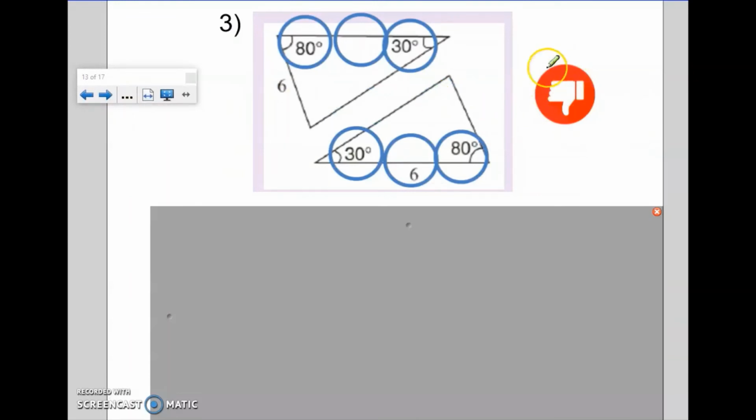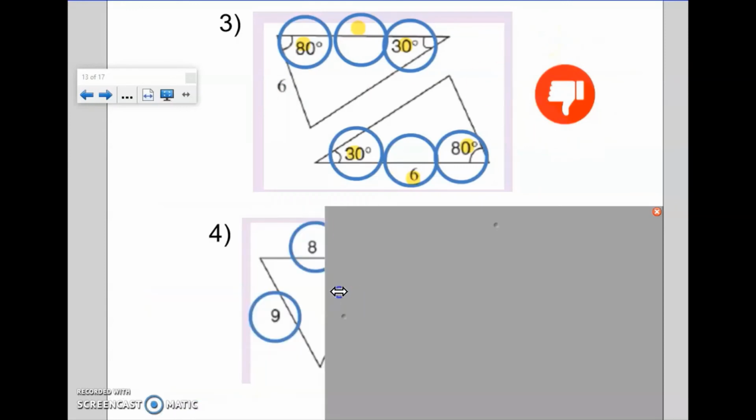Number 3, no, we do not have congruency. We've got angle, side, angle. But if I look up here, angle, side, angle. The 6 on this question is not in between the 2 known angles. So this is not enough information to prove congruency. So no, these shapes are not congruent.